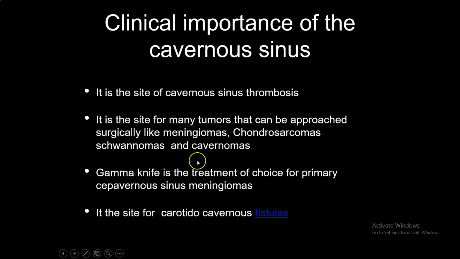In the early 90s, we used to operate on many meningiomas, but if it is a secondary meningioma, coming from outside, reaching the cavernous sinus, we operate on it. Primary cavernous sinus meningiomas, now the gamma knife has the upper hand, but for other tumors, we can still approach it, and it is also the site of carotid cavernous fistula.